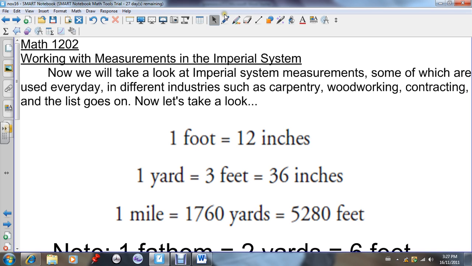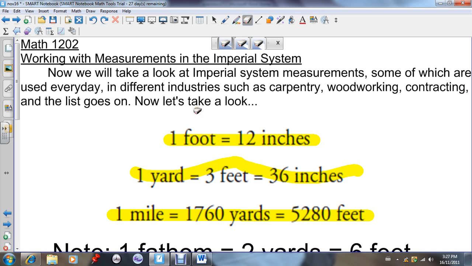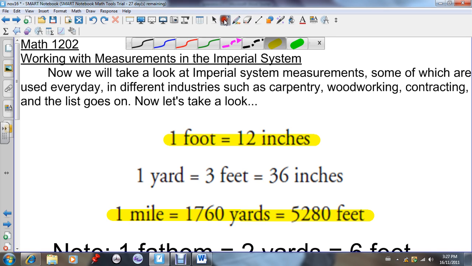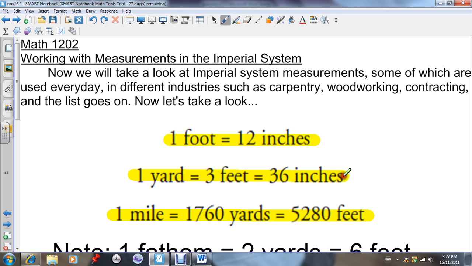What I have down here, I'm going to highlight right here. I want you to write these down. These are very important. These are what we call conversion factors. Write these down because you're going to use these later on to do some examples.